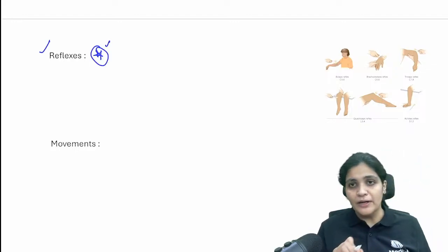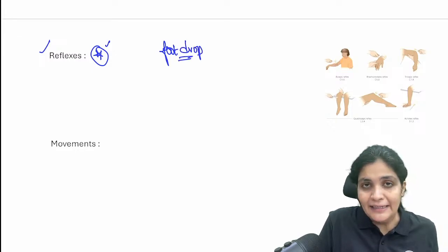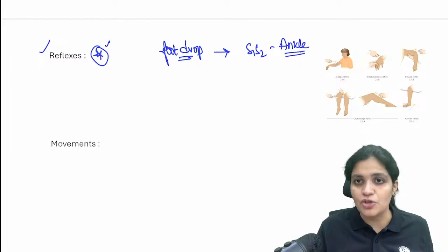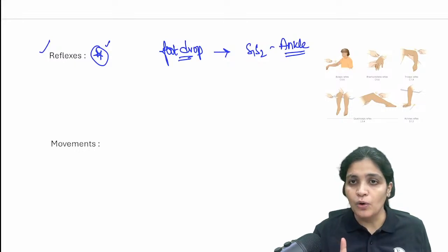You have to understand, if it is a foot drop, you're dealing with the sciatic nerve. So the reflex is S1 and S2, that is the ankle reflex. Then you will write the ankle reflex, whether it is sluggish or plus or plus plus, like that. Okay, so that is how you will code for the reflexes.